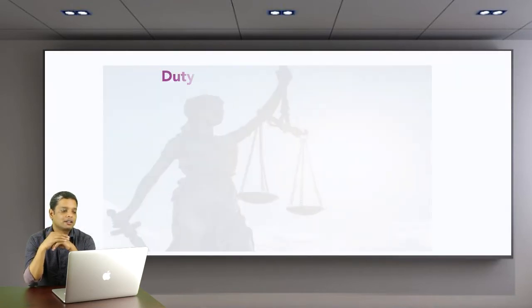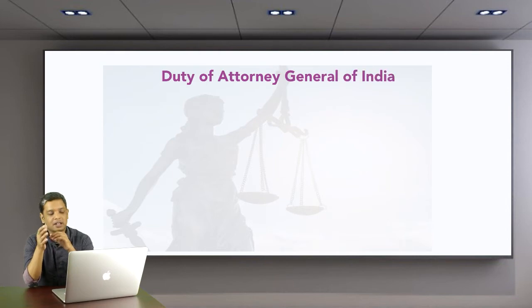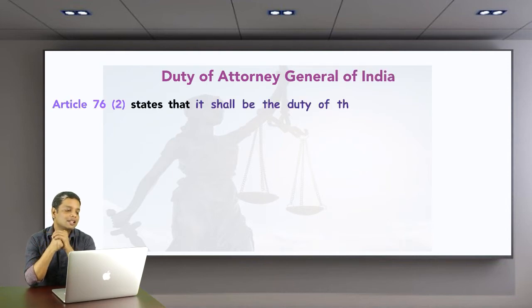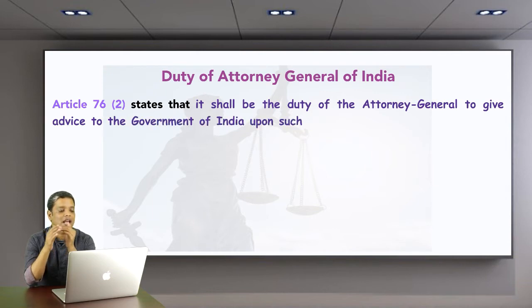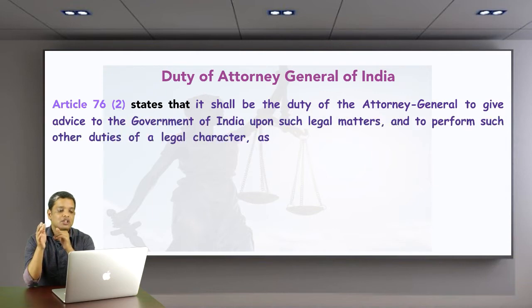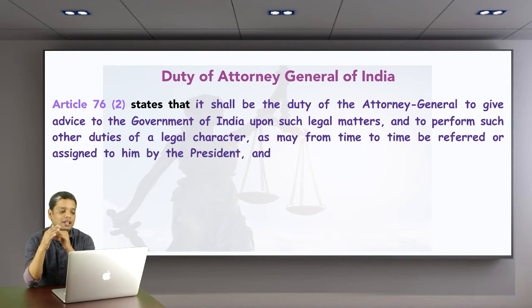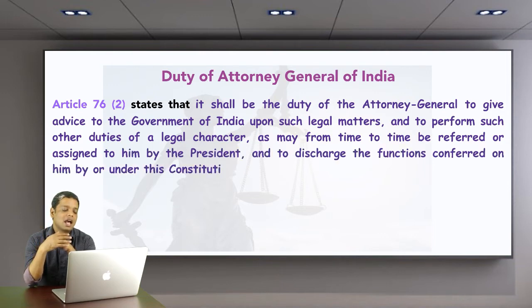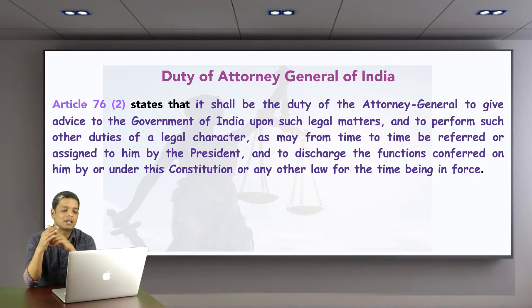Now, the second point, regarding the duty of the Attorney General. Article 76(2) states that it shall be the duty of the Attorney General to give advice to the Government of India upon such legal matters, and to perform such other duties of a legal character as may from time to time be referred or assigned to him by the President, and to discharge the functions conferred on him by or under this Constitution or any other law for the time being in force.